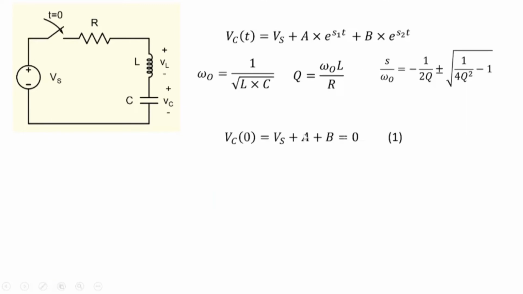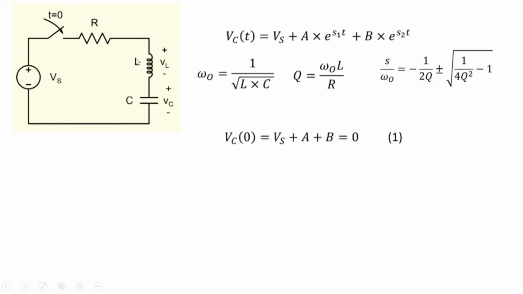Well, we can take the case of capacitor voltage at time t equal to 0. And we know at time t equal to 0, the capacitor will be uncharged. So that's equal to 0 here. So we get this equation. We put t equal to 0 here. So we'll get Vs plus A plus B must be equal to 0. So that's one equation. The other one that we know is that the current flowing through the capacitor will also be 0 at time t equal to 0.